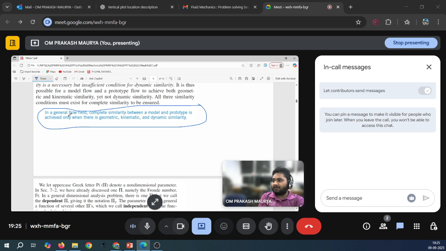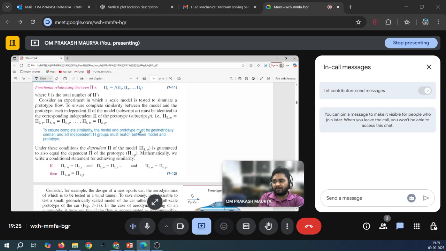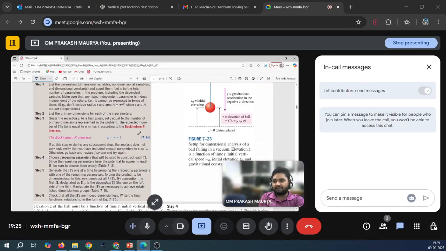In a general flow field, complete similarity between model and prototype is achieved only when there is geometric, kinematic and dynamic similarity. For complete similarity, all three should be maintained. So you have the Buckingham Pi theorem for your dimensional analysis, and also you have the Rayleigh method.